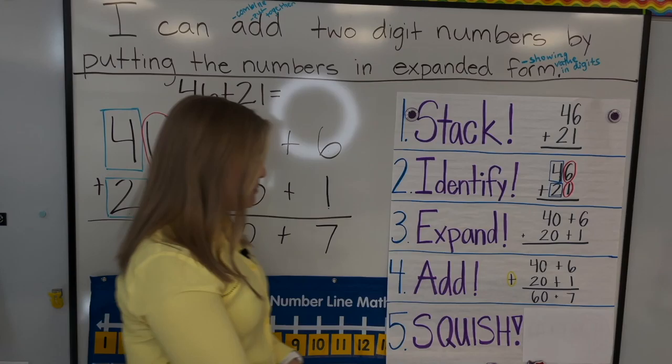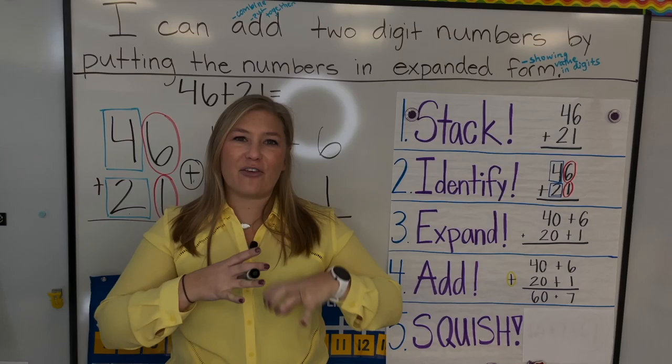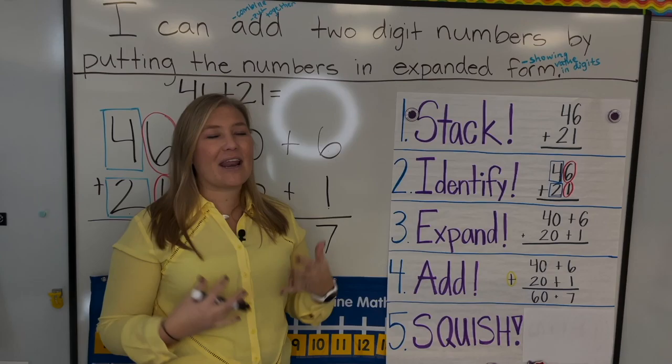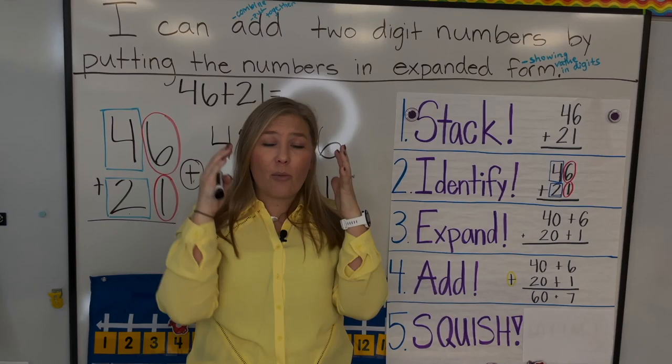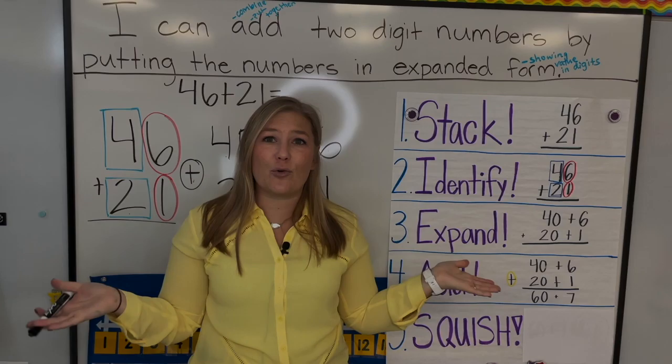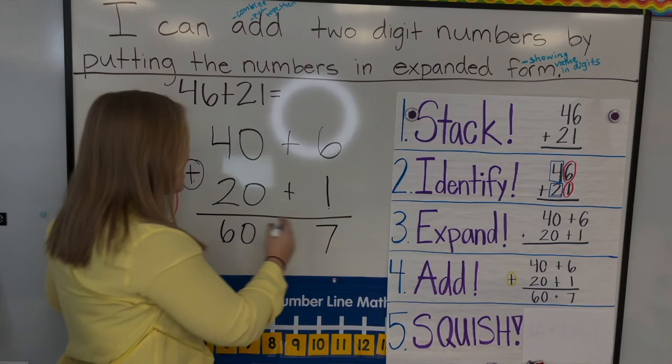And my last step, the super mathematical step, is to squish it together. So my answer is right here. It's just sitting in expanded form. And I love squishing my numbers together because sometimes we would look at 60 plus 7 and think, oh my gosh, that's a really big number. That's a really hard addition sentence, when really all we have to do is squish it together. We squish our ones into the tens and we have 67. Woo! And we have finished squishing.